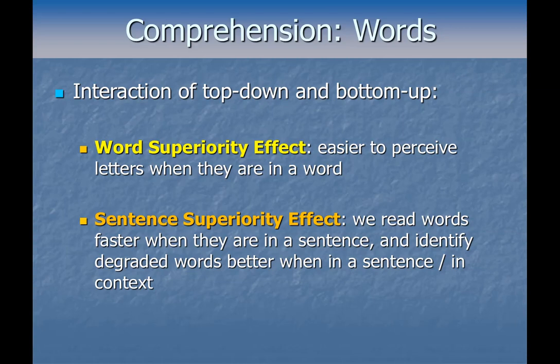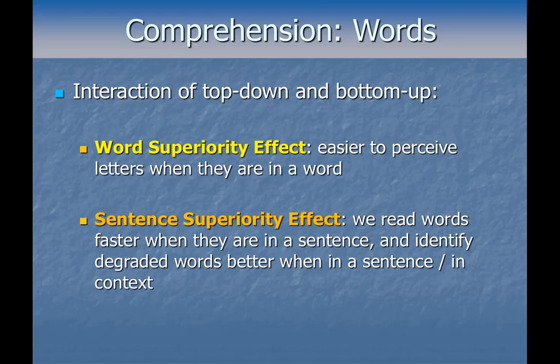One is called the word superiority effect. We talked about this earlier with Miller and Izard's work in the 60s. The word superiority effect is that it's easier for people to perceive letters when they're in a word. We're going to see an example of this in a moment. Miller and Izard's is the sentence superiority effect, and we'll come back to that. But for the word superiority effect, we'll do this demo. It's easier to perceive letters when they're in a word.